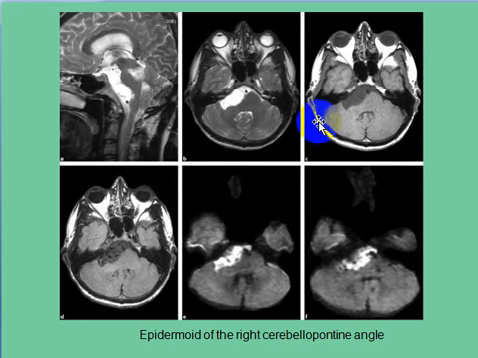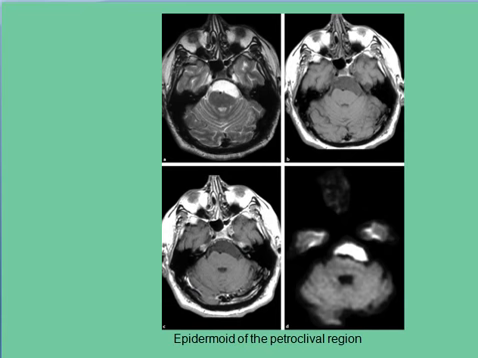Here you see another patient with a mass lesion in the right cerebellopontine angle, hypodense on T1, hyperintense on T2, and it shows restricted diffusion, and this is classic for epidermoid cyst. This is another mass lesion, hypodense on T1, hyperintense on T2 with no enhancement and with restricted diffusion. This is classic for epidermoid.